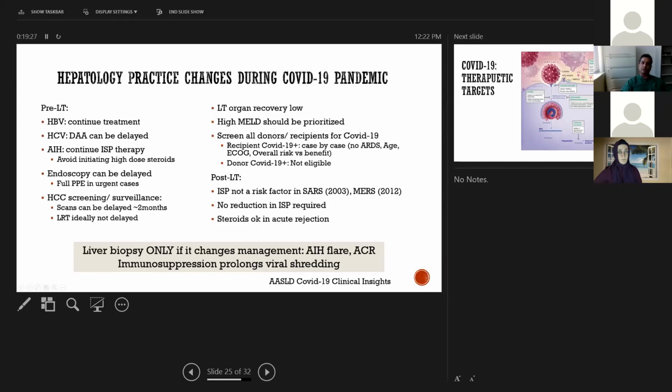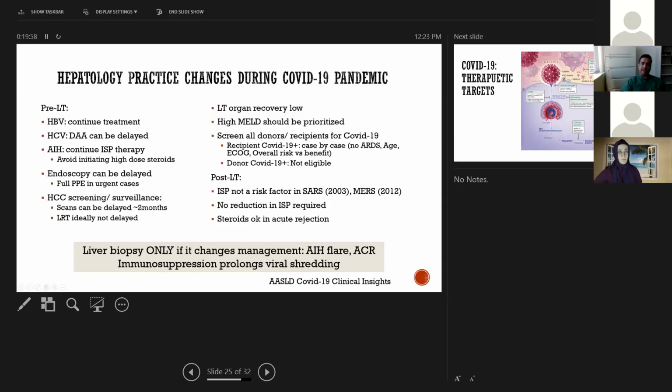We know across the globe that the liver transplant organ recovery is quite low, and for this reason, high MELD patients should be prioritized. All donors and recipients are screened for COVID-19, and typically if they're positive, they're not a candidate for transplant. However, in recipients who actually present with acute liver failure, we need to keep in mind how they present. If they have ARDS, and depending on the age and functional status, it is a case-by-case evaluation that can be done in these patients.